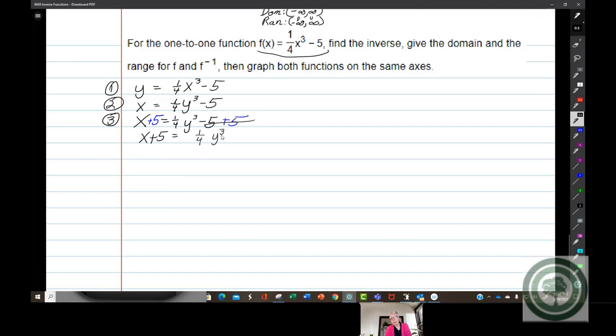Now, this 1/4 is not being raised to the third power, otherwise it would be in parentheses with y. So this is an entirely separate little guy that's multiplying y to the third. So I can multiply him out. Multiply by 4, in this case 4 over 1, and multiply these guys by 4. Over here, the 4s cancel. They do cancel. So I'll be left with 1 times y to the third, which is just y to the third. But over here, I'm going to have 4x plus 20.